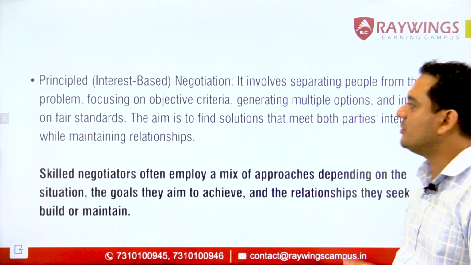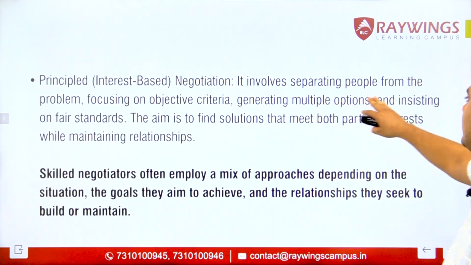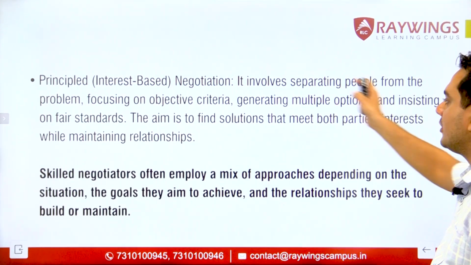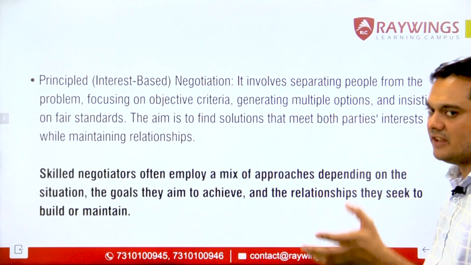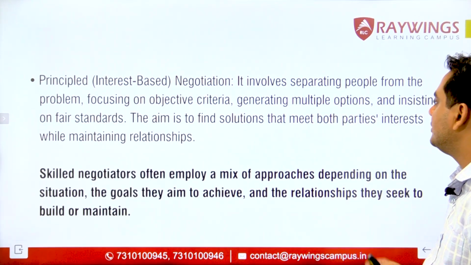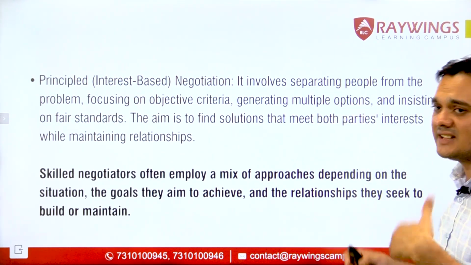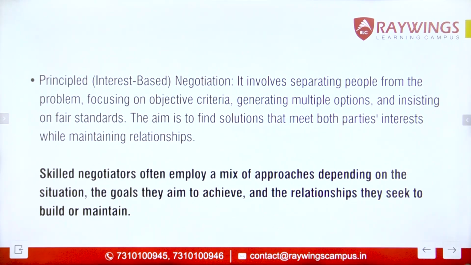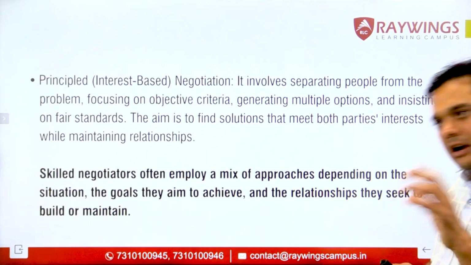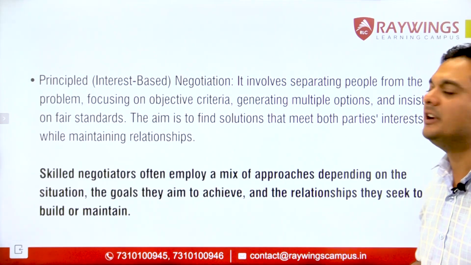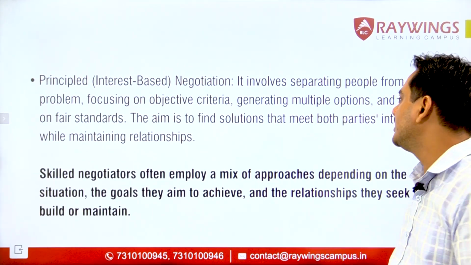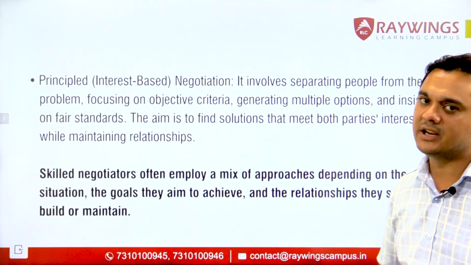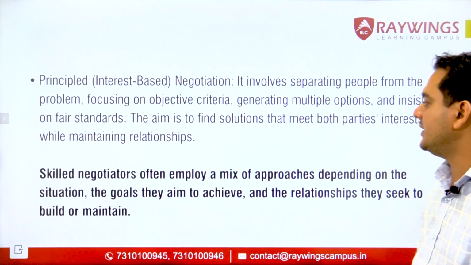So this was about principled negotiation, जहाँ पे involve separating people from the problem. लोगों को problem से अलग करके हम देखते हैं. Focusing on objective criteria कि what is the objective of this negotiation, and generating multiple options. ज़्यादा से ज़्यादा option देने की कोशिश करते हैं, and insisting on fair standards according to the standards or the principle predetermined. The aim is to find a solution to meet both parties' interest while maintaining relationship. Main aim ये होता है इस negotiation का कि दोनों पार्टी के relationship को maintain करते हुए कोई हल निकाला जाए, solution निकाला जाए.